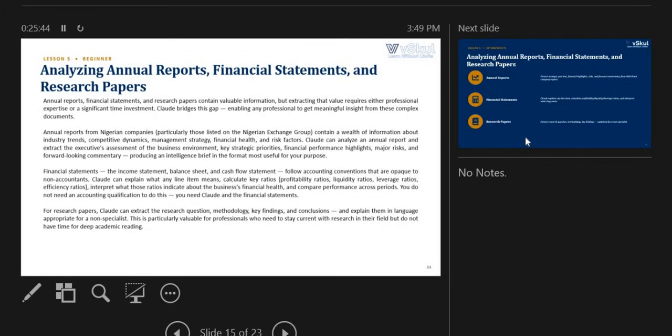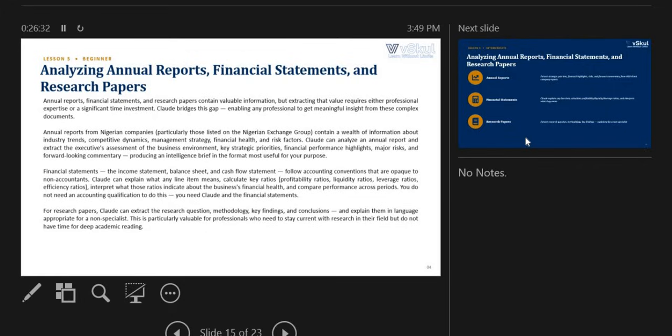Now, the next is financial statements. The income statement, balance sheet, and cash flow statement follow accounting conventions that are opaque to non-accountants. Claude can explain what any line item means, calculate key ratios: profitability ratios, liquidity ratios, leverage ratios, efficiency ratios. Then interpret what those ratios indicate about the business's financial health and compare performance across periods. You do not need an accountant qualification to do this. You need Claude and the financial statement.